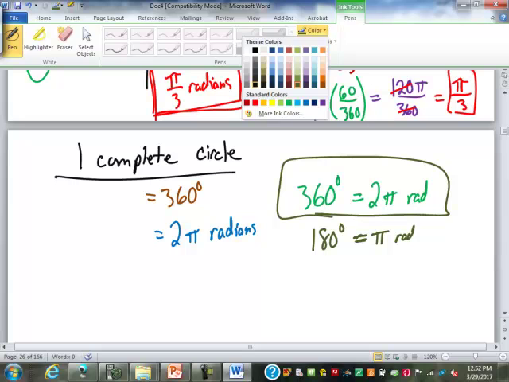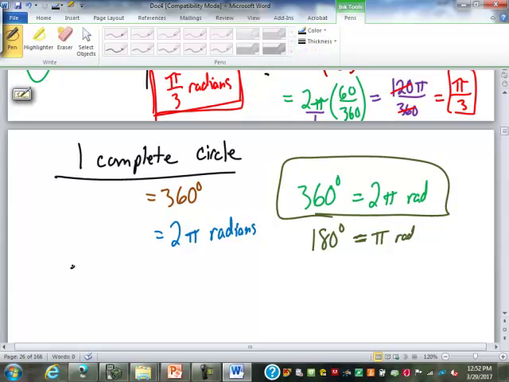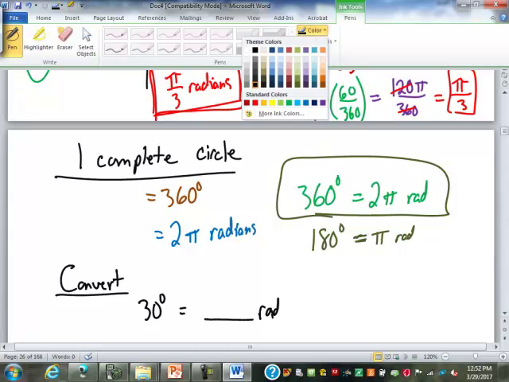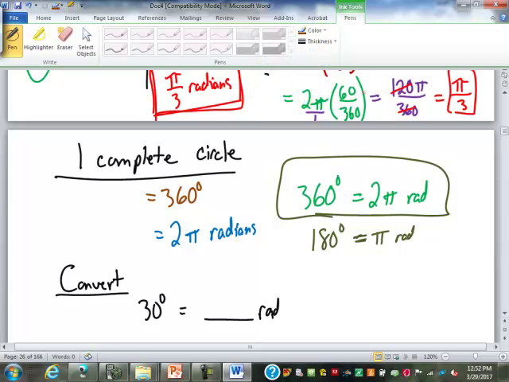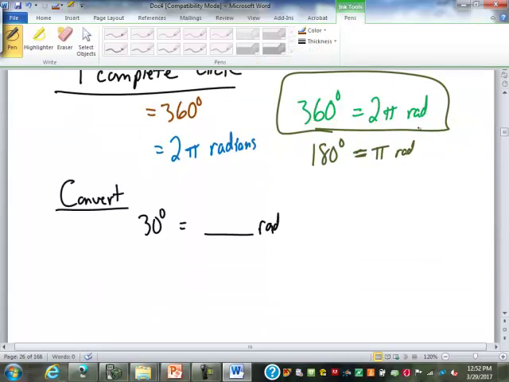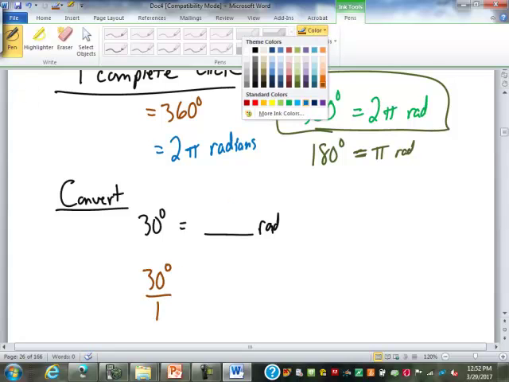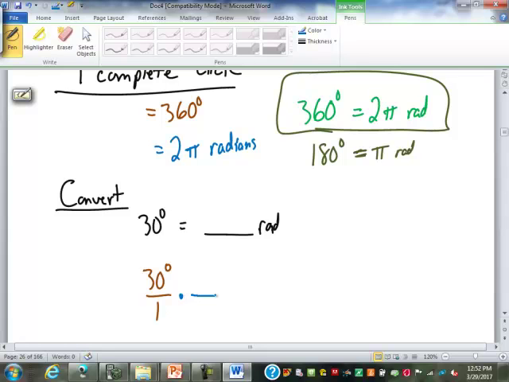So if I want to convert angles, let's say I want to convert 30 degrees into radians. We're going to do this just like we did our measurement conversions. I have 30 degrees. I'm going to put it over 1. Did you guys do conversion factor conversions? You think so? Okay. I'll show you an example.